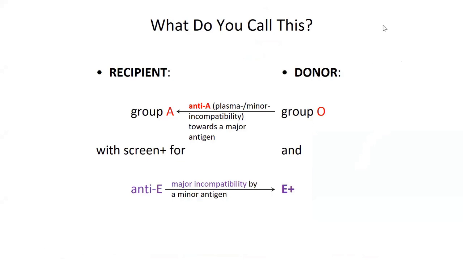Here's an interesting case. This recipient is group A. Their stem cell donor is group O, and the recipient was screened positive for anti-E, and the donor happens to also be big E positive. What do you call this? Well, this is a major minor, minor major mismatched BMT. Essentially, this is a bidirectionally mismatched transplant. For the major system, ABO, there is a minor mismatch. This is a TAO. The group O is plasma incompatible with the A host, can secrete anti-A. So this is an example of a minor incompatibility in a major system, as well as a major incompatibility in a minor system.